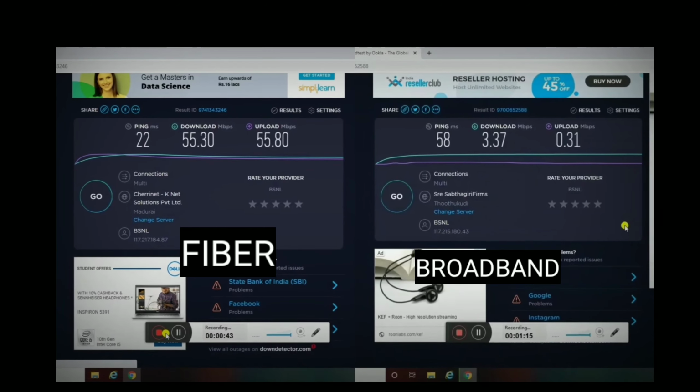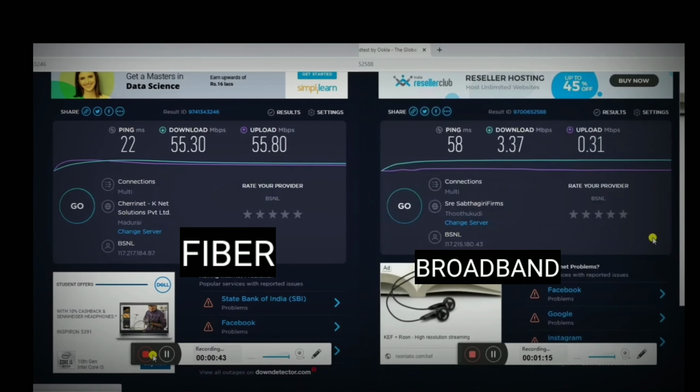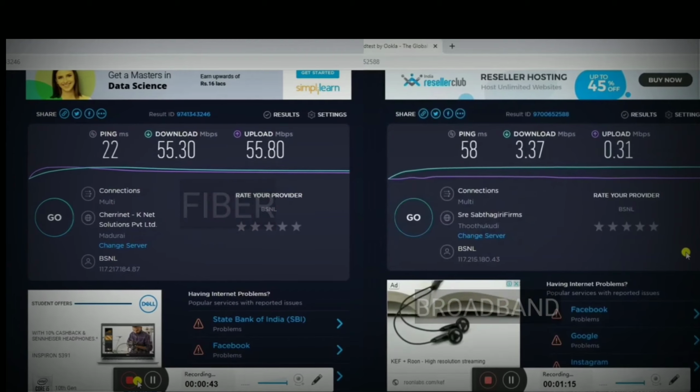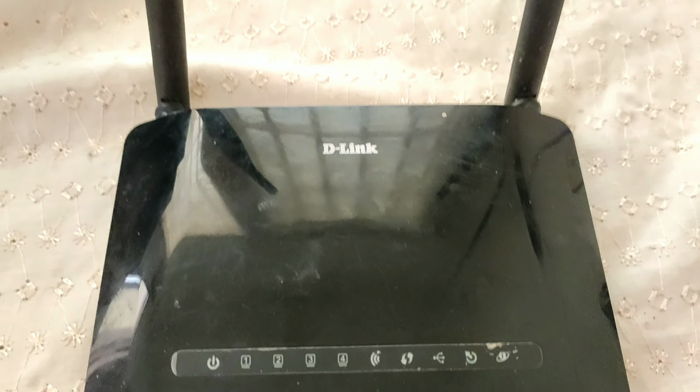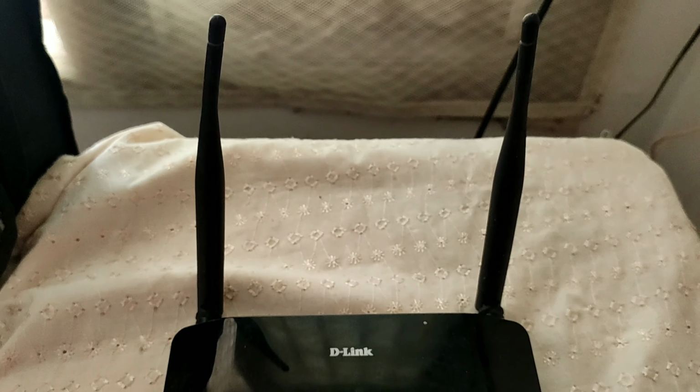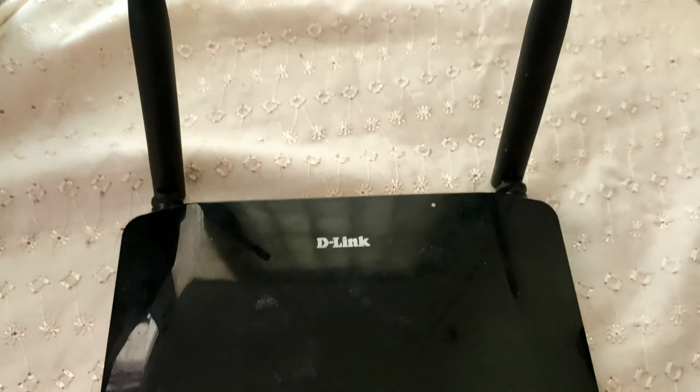In this video, I will show the difference between fiber net and broadband net. This is our old modem. It is used for the broadband connection.